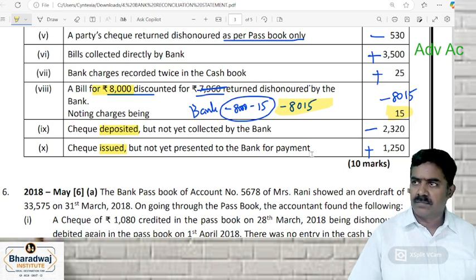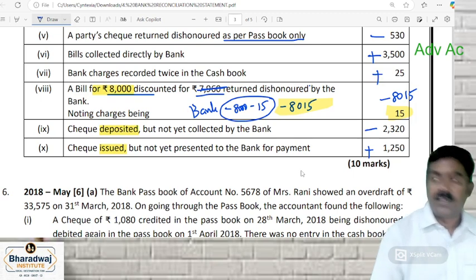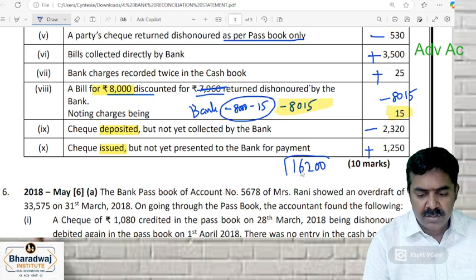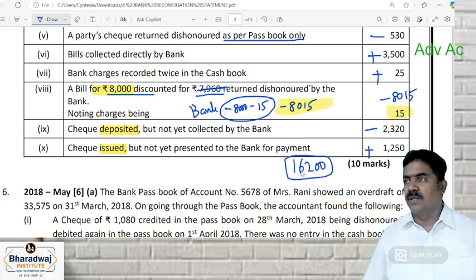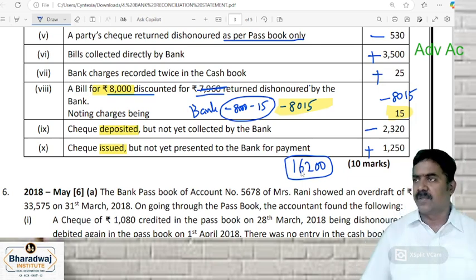What is the answer? How much? 16,200. 16,200 is the final answer. OD, OD as per cash book.